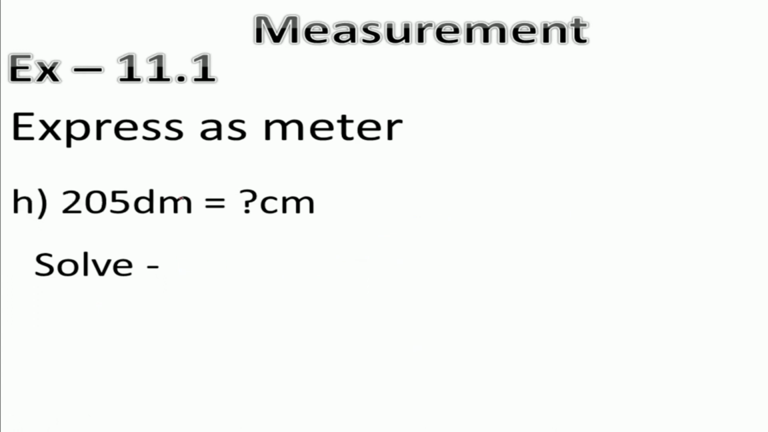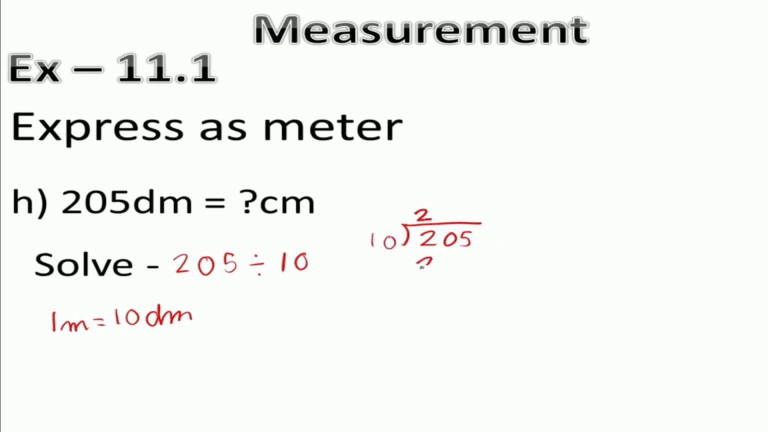Our next question is 205 decimeters. As we all know, 1 meter equals 10 decimeters. So we will divide 205 by 10. So let's divide 205 by 10. 10 into 2 equals 20. Subtract, we get 0.